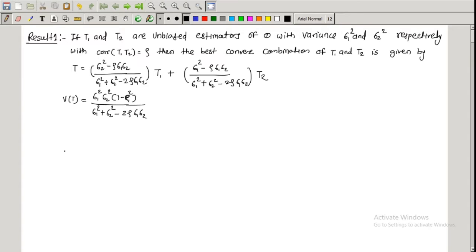The minimum variance is variance of T is equal to sigma 1 square sigma 2 square into 1 minus rho square divided by sigma 1 square plus sigma 2 square minus 2 times rho sigma 1 sigma 2. In the last lecture, we saw the derivation of these two. We calculated this as A, this as 1 minus A, and this is your minimum variance. So in this lecture, we will see some particular cases.